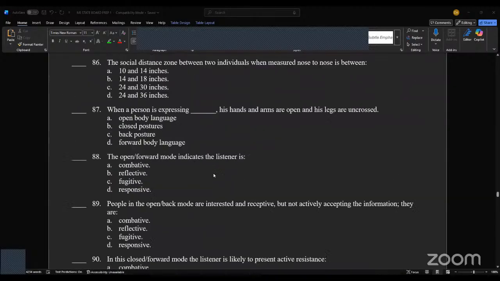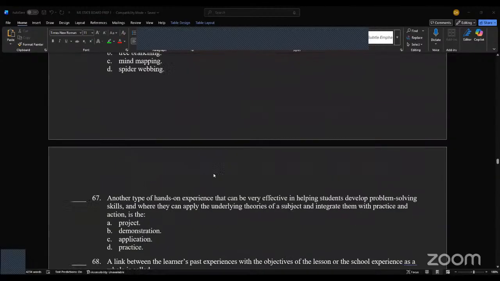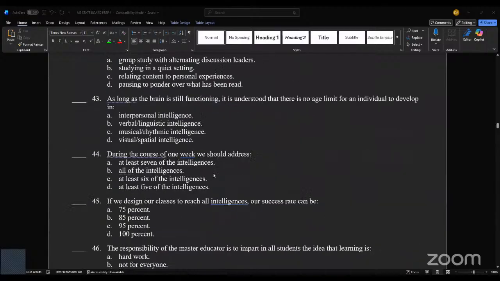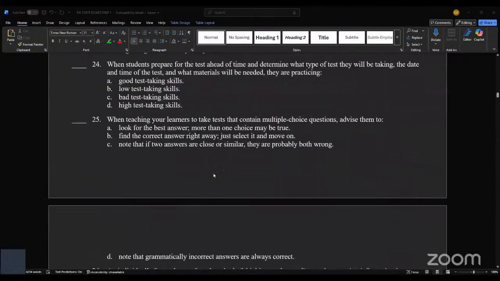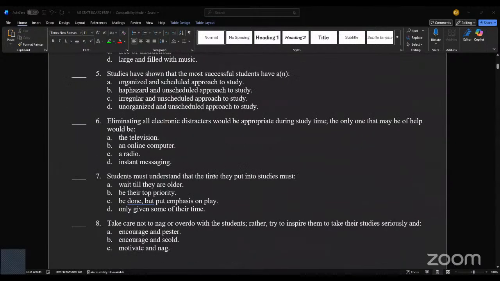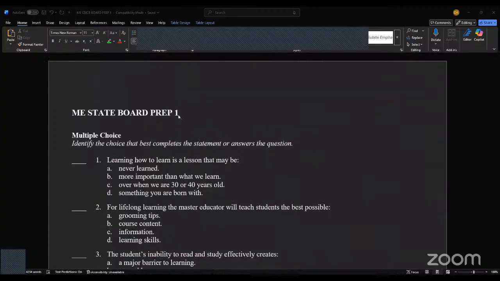This is your Master Educator State Board Prep 1. We just completed that. Now that it's completed, I can send it over to you. Okay. And I'm also going to prepare something else as well. But I just wanted to say we finished that. Tomorrow when we meet, we'll go over 2, but this one I'm going to send it to you, and we'll start our next State Board Prep tomorrow.